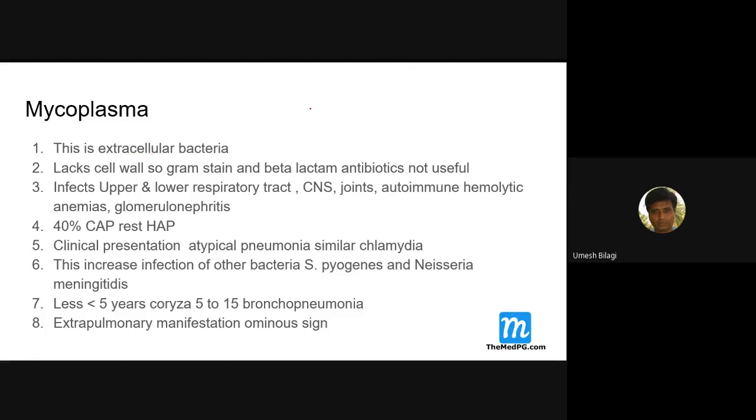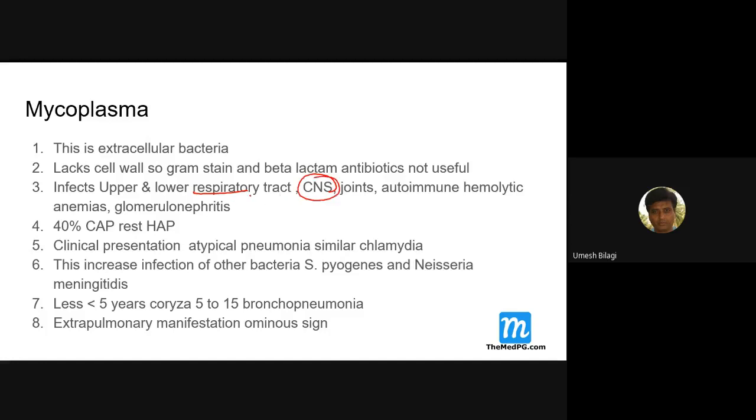Usually all atypical pneumonias are caused by intracellular organisms, whereas this is an extracellular bacterium. It lacks a cell wall, so Gram stain and beta-lactams are useless. It infects both the upper and lower respiratory tract, CNS, joints, and causes autoimmune hemolytic anemia and glomerulonephritis. These are the multi-system involvements. Apart from the respiratory tract, the next most common is CNS.